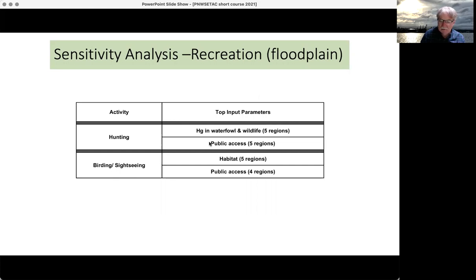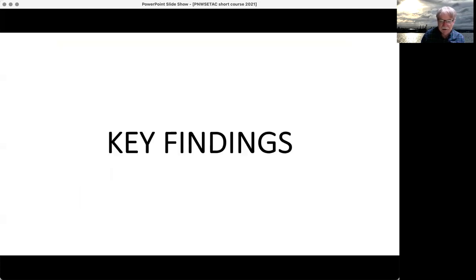For hunting, it's the mercury in the waterfowl, which makes sense, and also access. Can people get there? Do they have permission to hunt on the lands? And for birding and sightseeing, again, habitat is really important, and then public access, once again. If you think about it, those are exposure variables as far as the overall model is concerned.